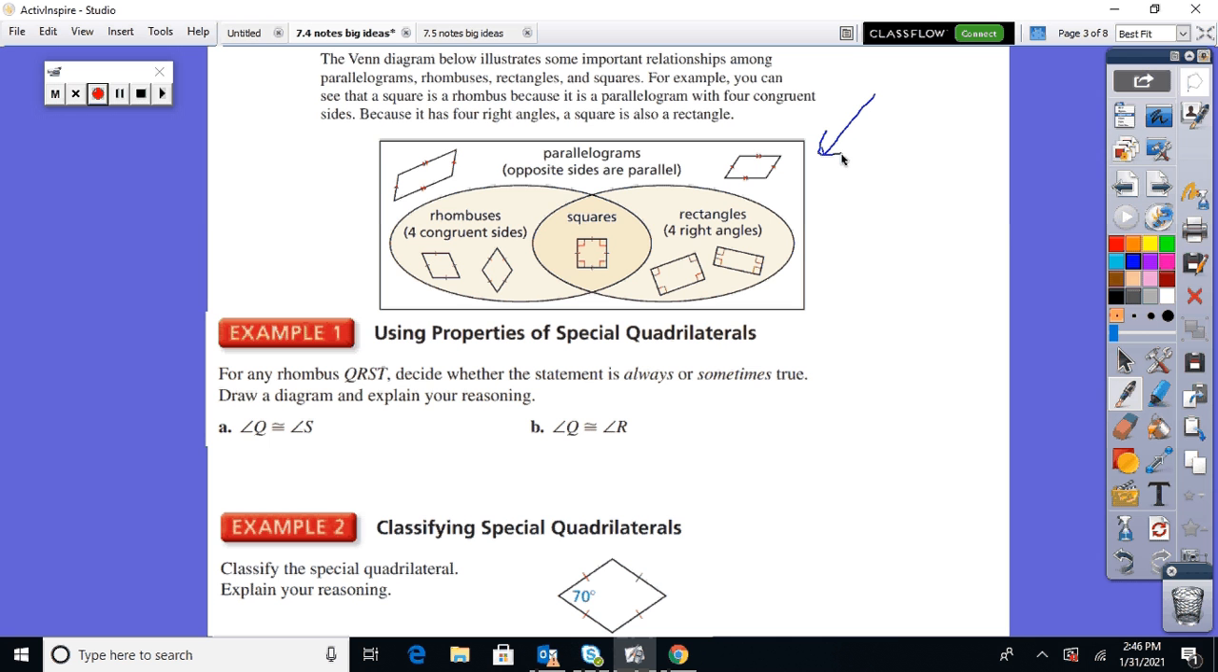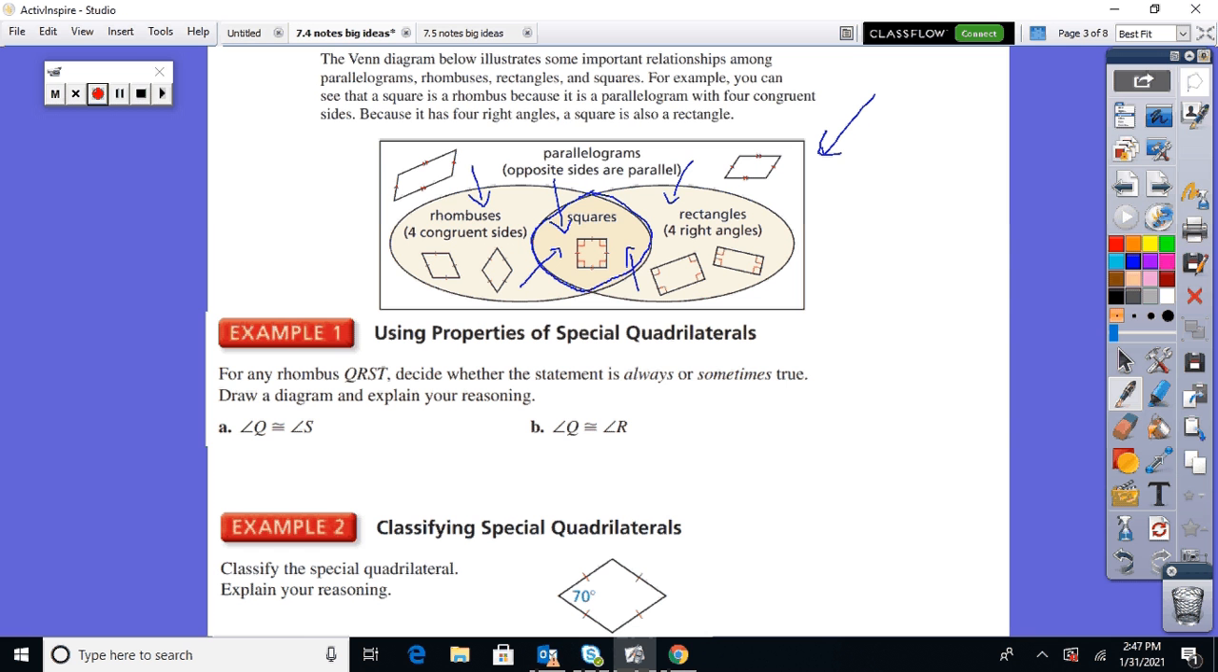So parallelograms, opposite sides are parallel. Now, inside that, we have a couple different things. We have the three special parallelograms we're talking about today: rhombus, rectangle, square. And you can see the overlap of rhombus and rectangle is a square. So basically you can break it down like this: some parallelograms are rhombuses, some parallelograms are squares, some parallelograms are rectangles. Some rhombuses are squares, some rectangles are squares.